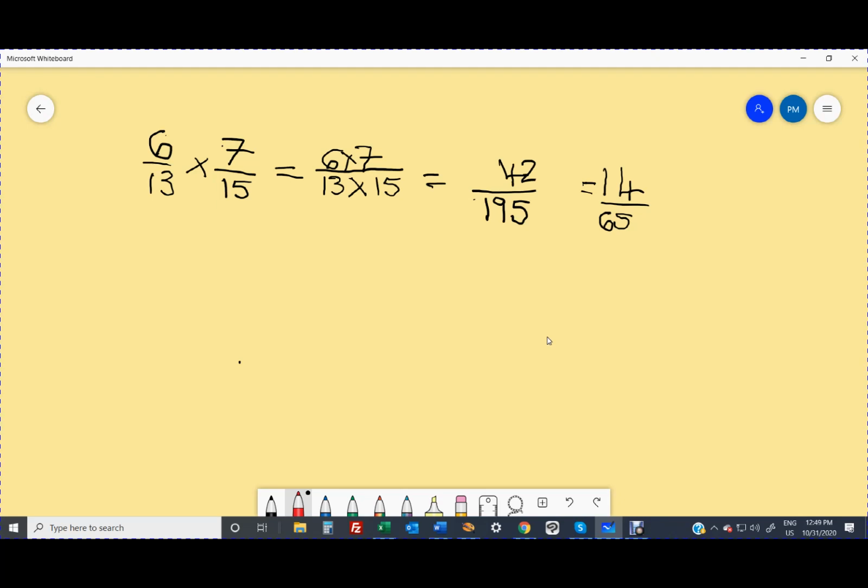Okay, this is going to be more difficult. Why? Because we're going to make it more difficult. 3 and 6 over 13 times 1 and 7 15ths.